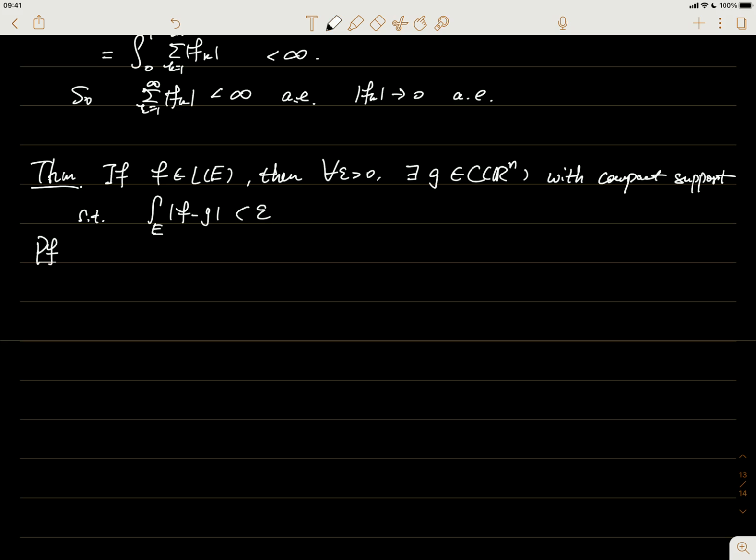Okay, so let's see how to prove this. First of all, for any epsilon, we know that there exists a compact set k such that the integral of f outside of this k must be arbitrarily small. Say for this epsilon, we choose it to be epsilon over 4. The reason for this, we have shown before.